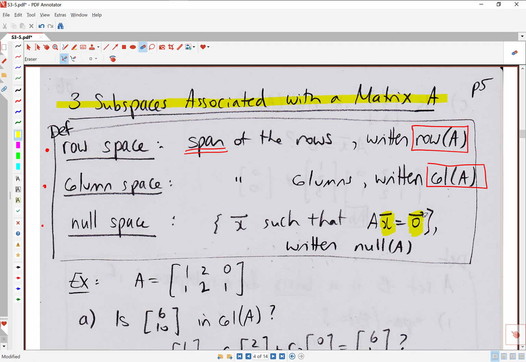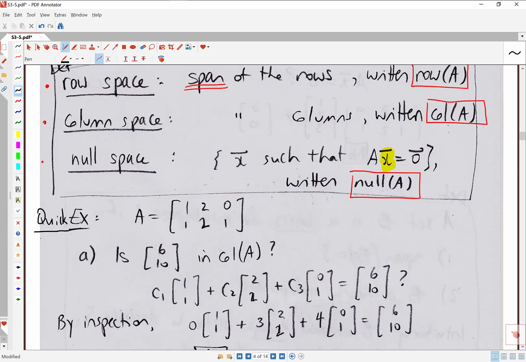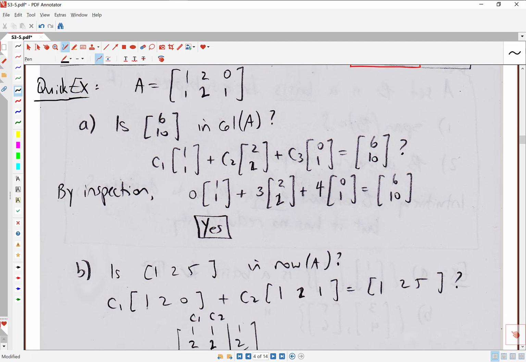So it's a set of vectors that satisfy this equation Ax equals 0 vector. And we will write that null of A just for shorthand notation. So let's do a quick example here. The intention of this quick example is just to help us absorb the definitions of row space, column space, and null space. So we'll do 3 parts here.